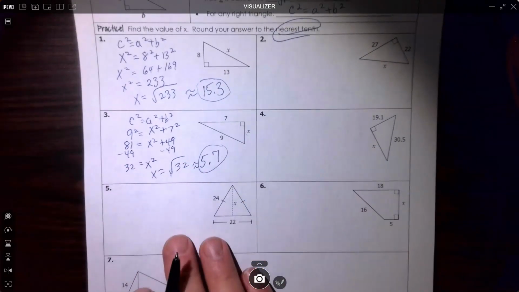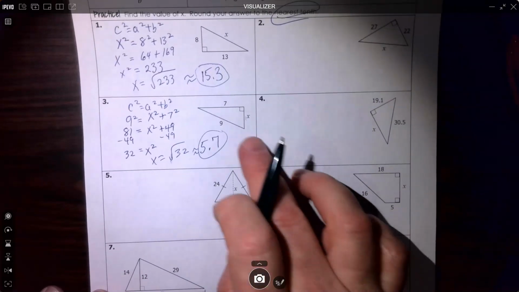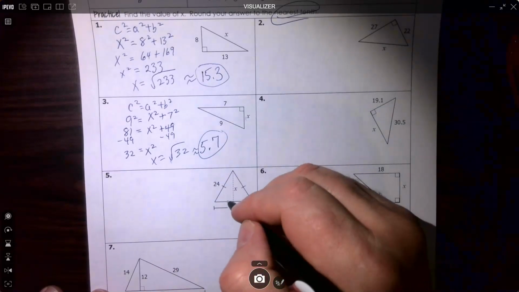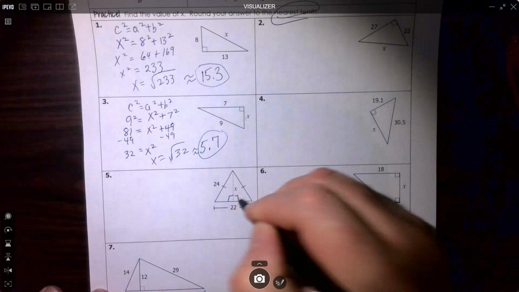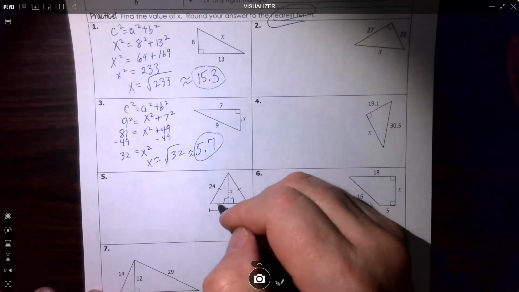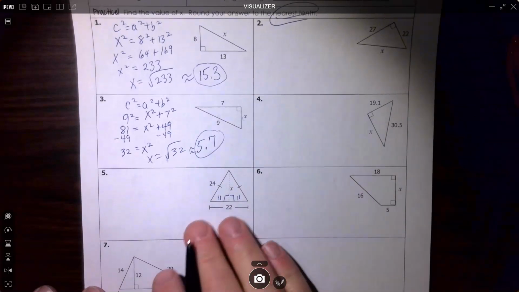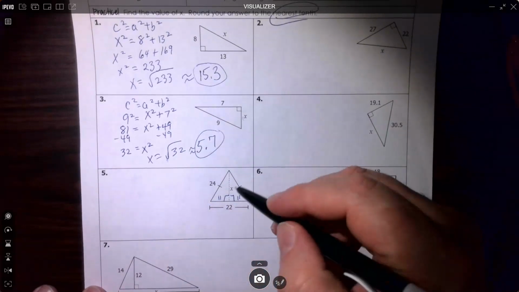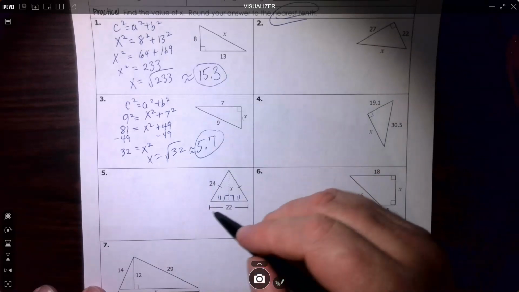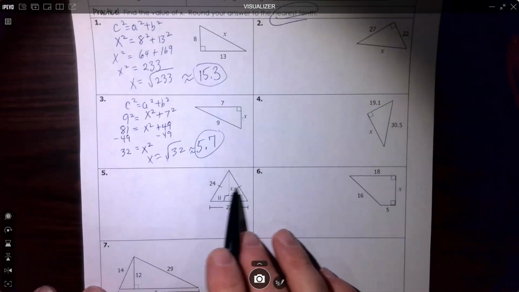For number 5, you can see that you've got a right triangle in there, but the whole thing as a whole is not a right triangle. So what you have is two right triangles. This 22 is going to be split into two 11 unit pieces, because I have two of them. When this altitude, this height, comes down, it always cuts the bottom in half. That's always true with what's called an isosceles triangle, where these two sides are equal.